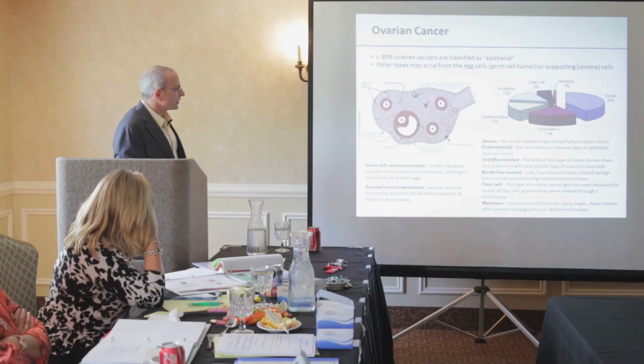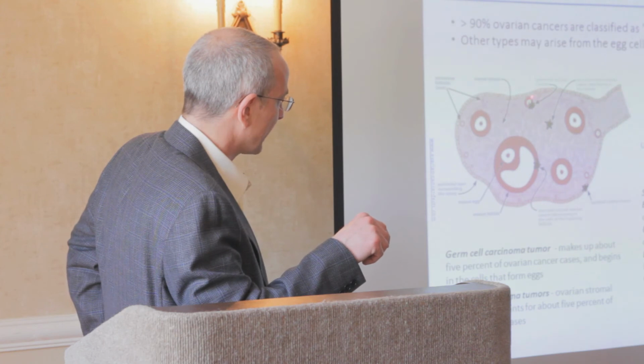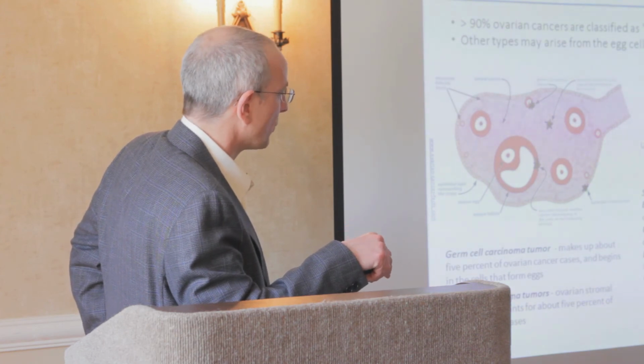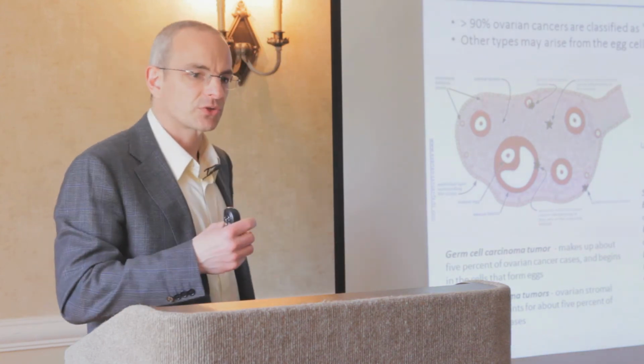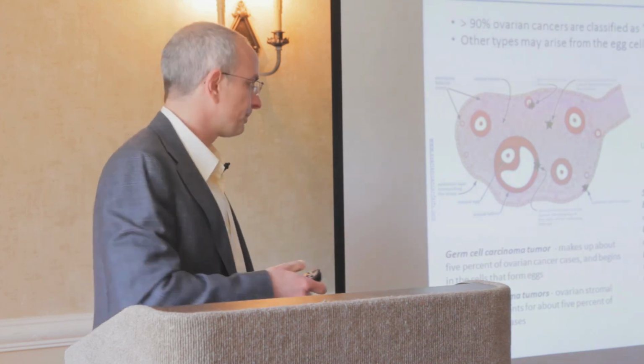Ovarian cancer, this one's interesting because it really works from the epithelial cells which surround the ovary. But there are other types of cells that the cancer can interact with or start off with, initiate. You've got the germ cell carcinoma tumor up here from one of the cells, from the actual egg itself, as well as the stroma. Stroma is basically connective tissue, a supportive cell type that's in your body.